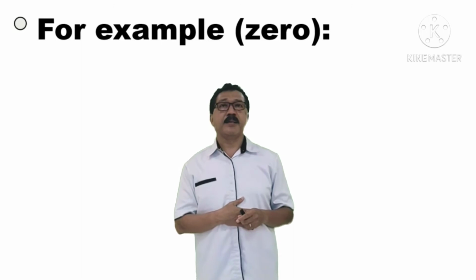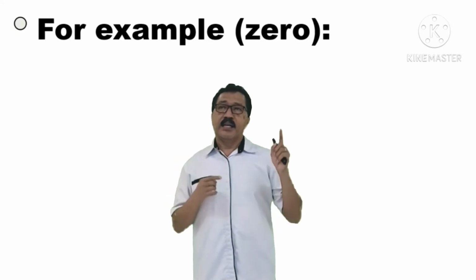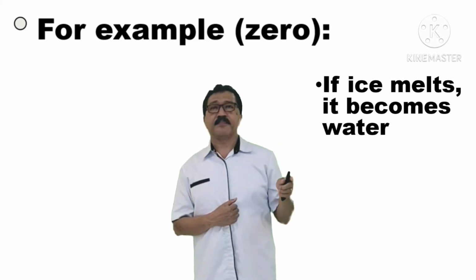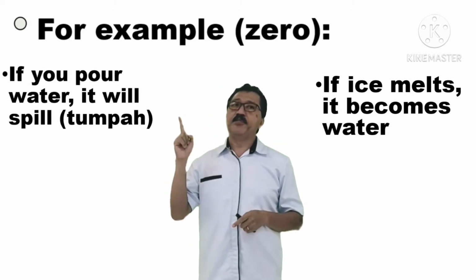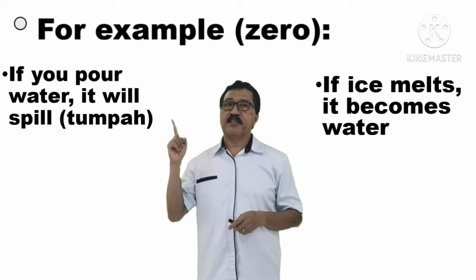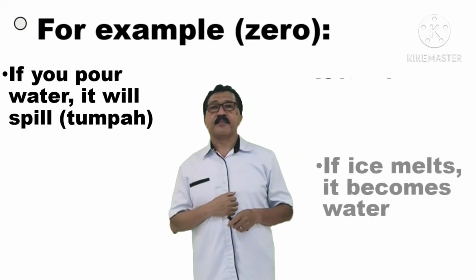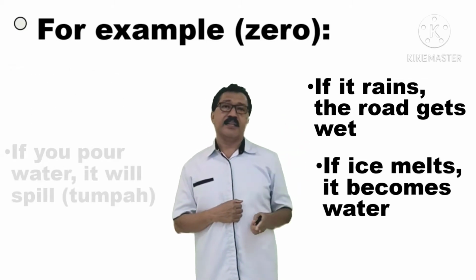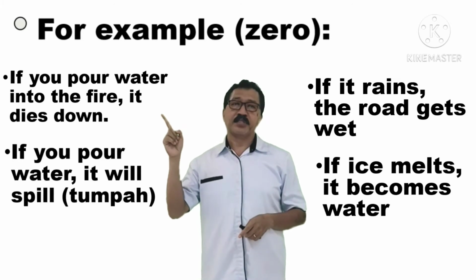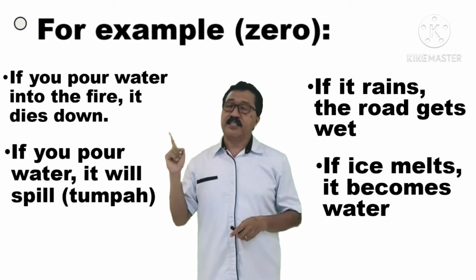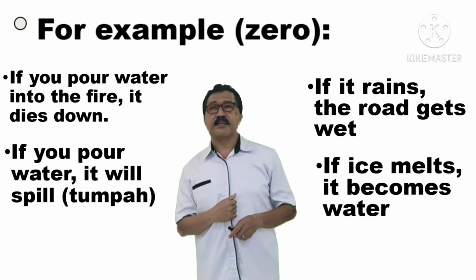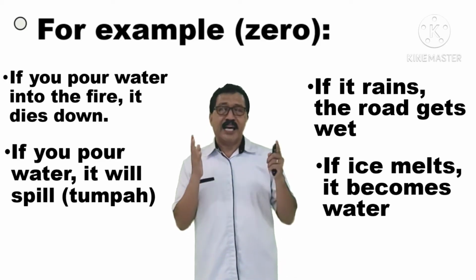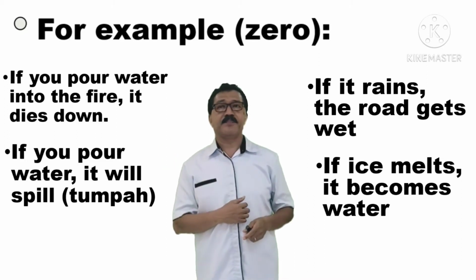Now look at the sample. If ice melts, it becomes water. If you pour water, it will spill. If it rains, the road gets wet. And if you pour water into the fire, it dies down. So this is the sample of zero conditions. It means that it happens. When you say it, it happens.